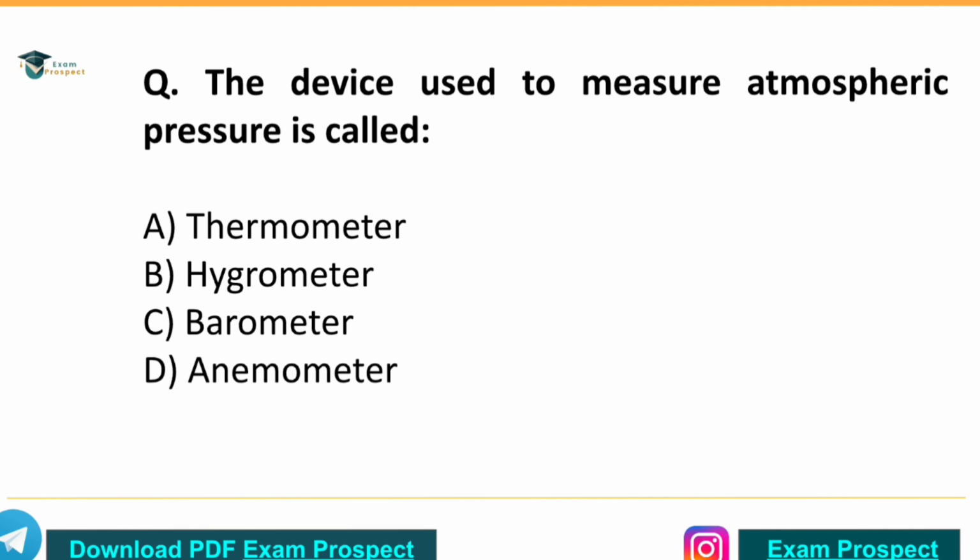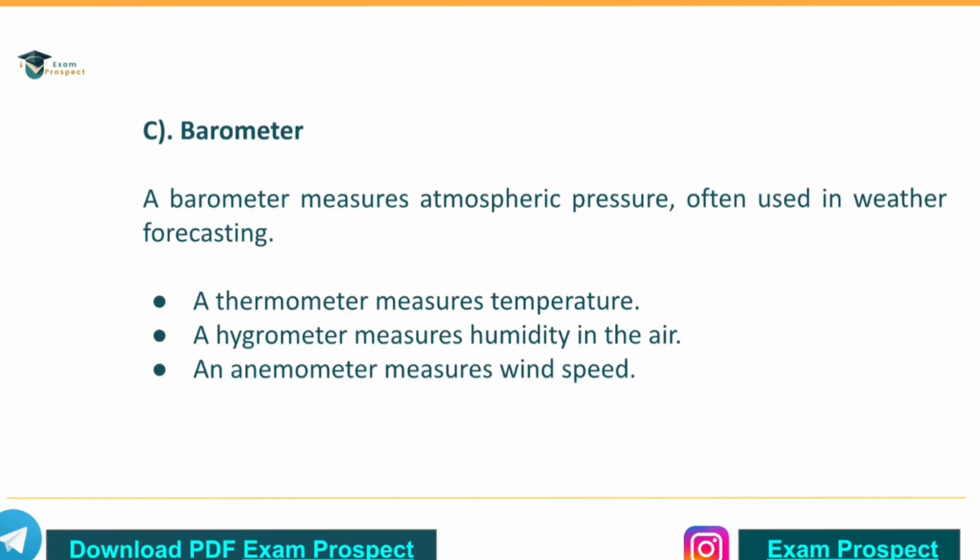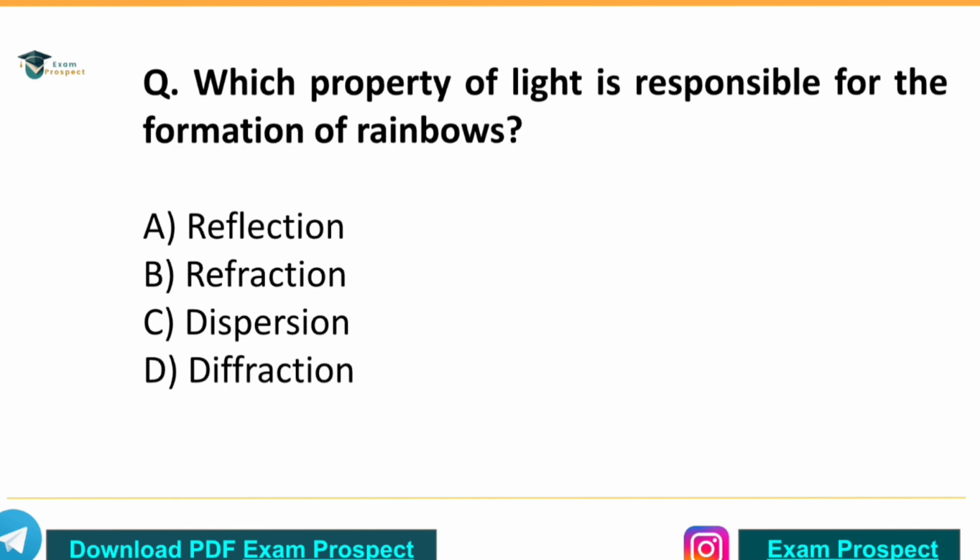Next question. The device used to measure atmospheric pressure is called? Correct answer, option C, barometer. A barometer measures atmospheric pressure, often used in weather forecasting. On the other hand, a thermometer measures temperature, a hygrometer measures humidity in the air, and an anemometer measures wind speed.